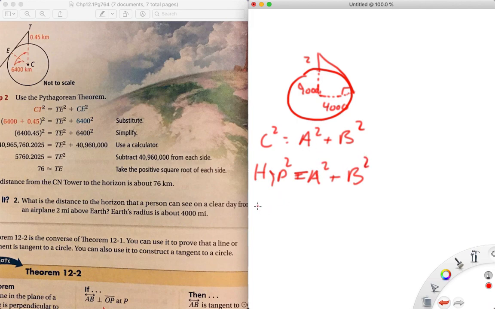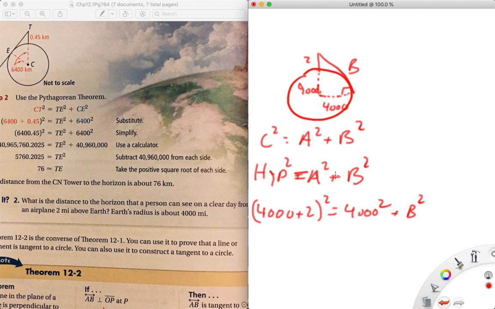So our hypotenuse is going to be 4,000 plus 2, squared, is equal to 4,000 squared plus b squared. And then we're going to get this distance. This is the distance that we're looking for here. Whatever distance that is from the person looking out to the airplane right here.